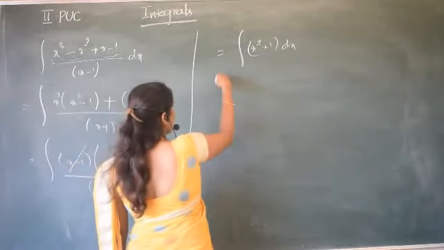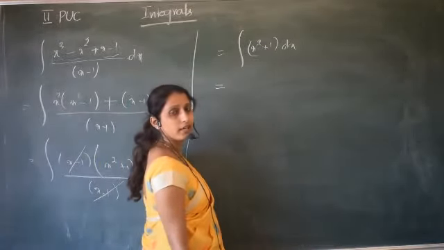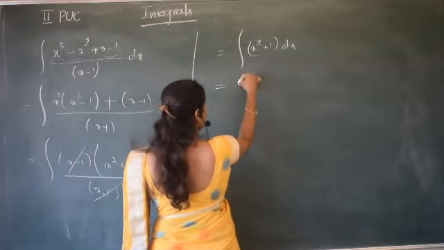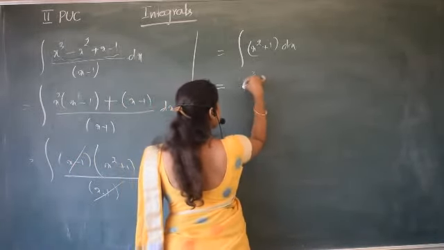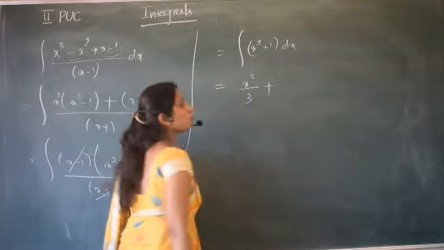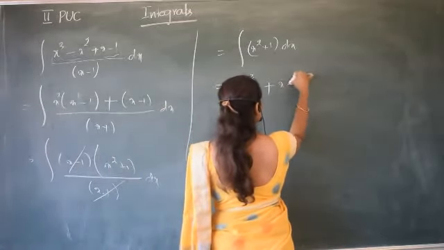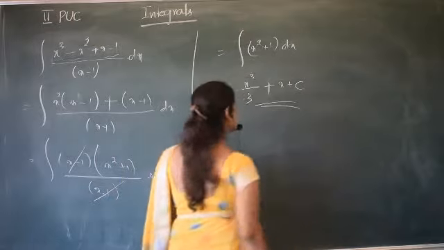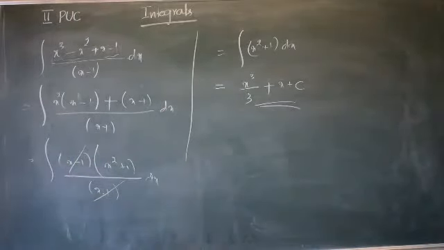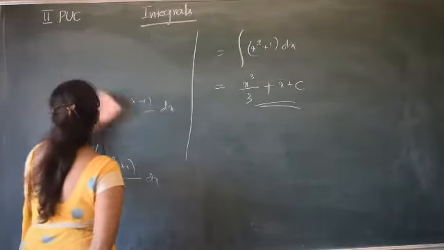So this will be equal to, integral of x square is x power n plus 1 divided by n plus 1. So it is x to the power 3 by 3, plus integral of 1 is x. x cube by 3 plus x plus c. So this is the answer for the question.